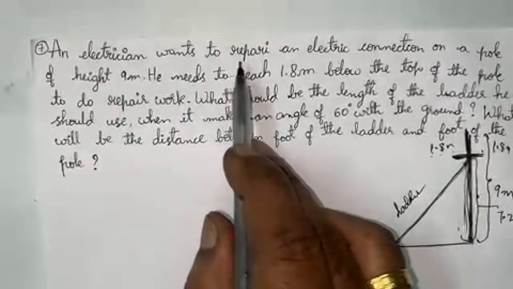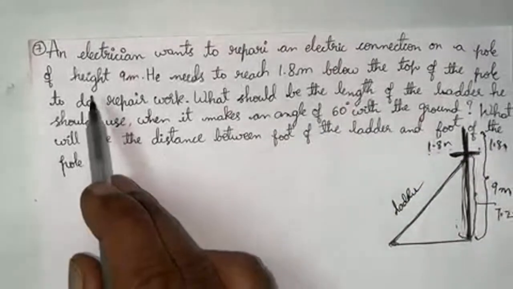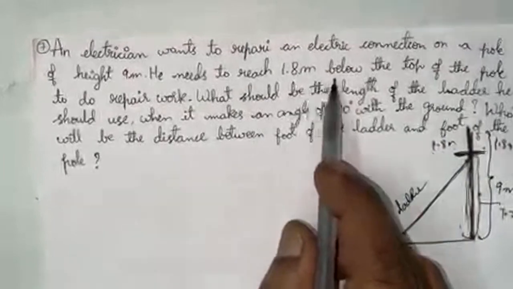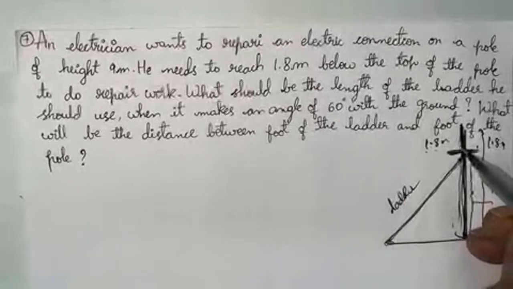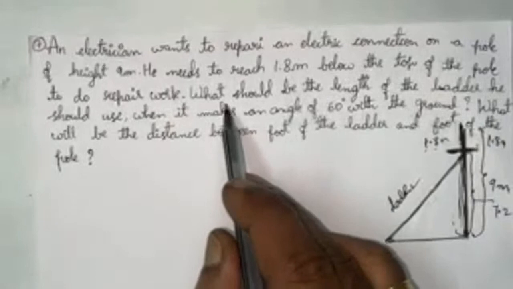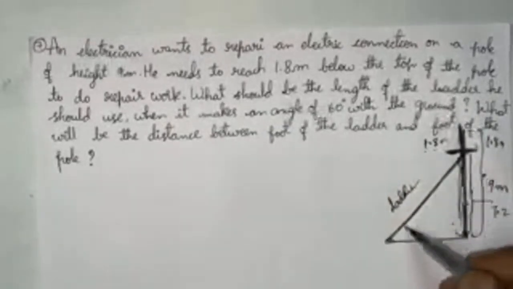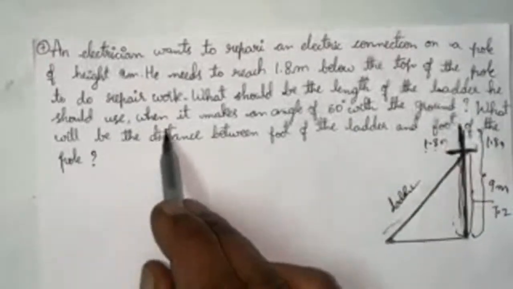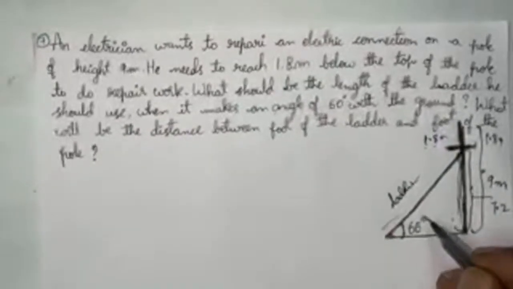An electrician wants to repair an electrical connection on the pole, at a height of 9 meters. He needs to reach 1.8 meters below the top of the pole to do the repair work. What should be the length of the ladder? He's asking for the length of this ladder, that means he's asking for the hypotenuse here, when it makes an angle of 60 degrees.